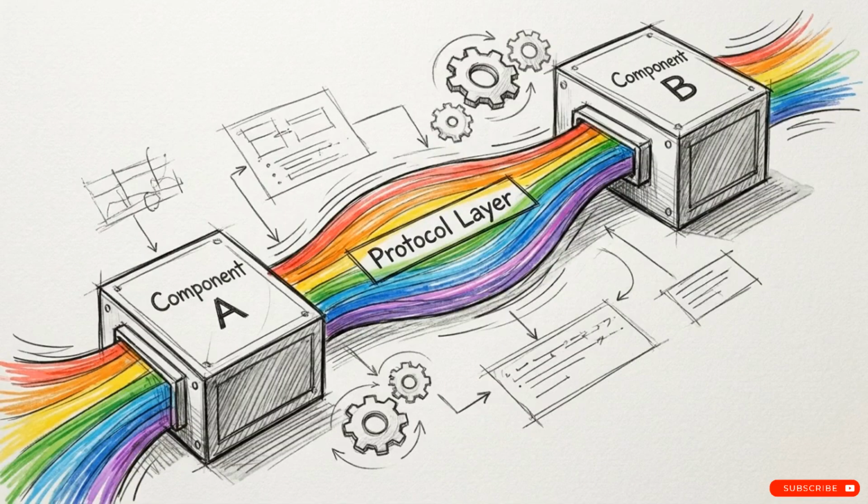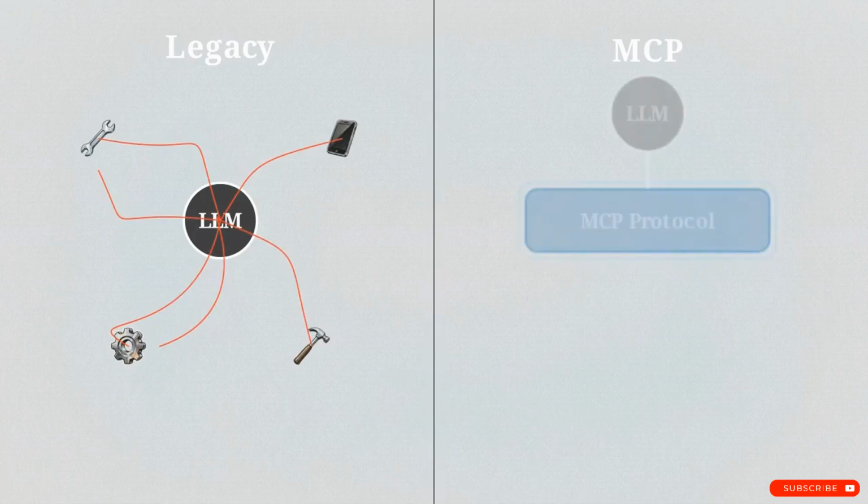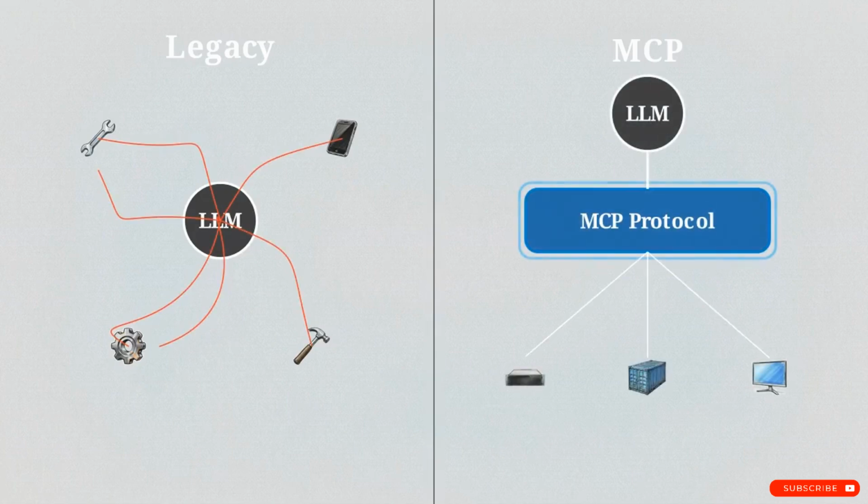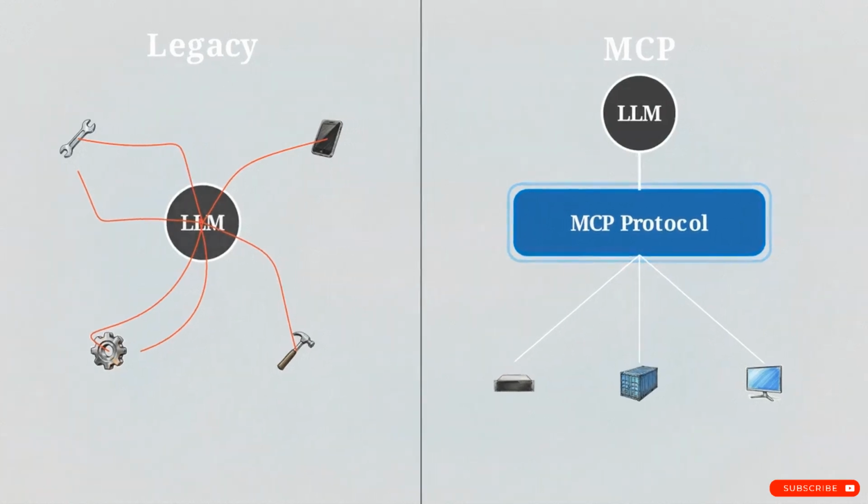MCP is a structural decoupling. It acts as the HTTP of AI tool access. Compare the legacy approach on the left, building bespoke API wrappers for every individual service, with a single unified protocol layer connecting to diverse data silos on the right.